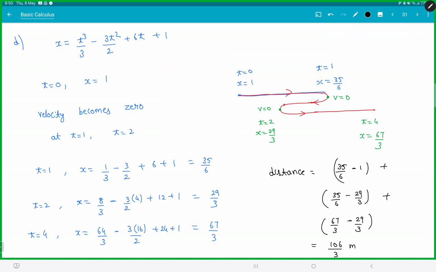Please have a look at this. I'll give you one more like this. You guys try and tell me. Any doubts on this? What we did? How did I calculate the distance?